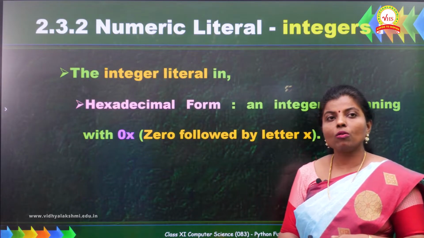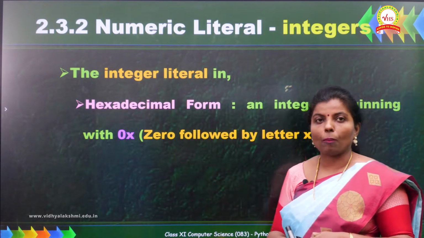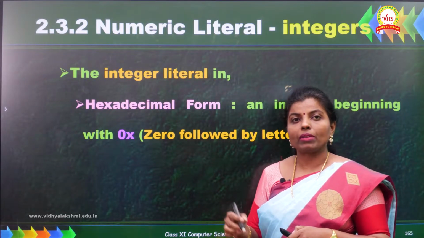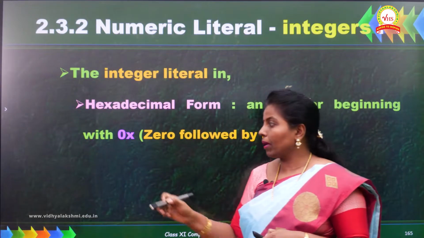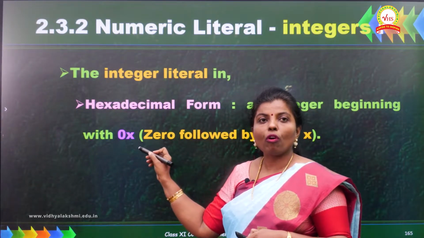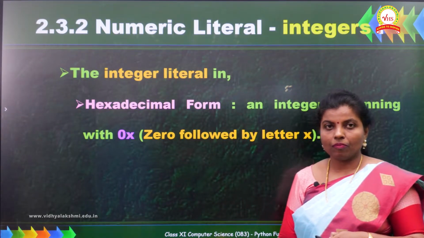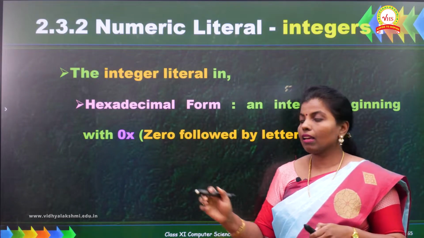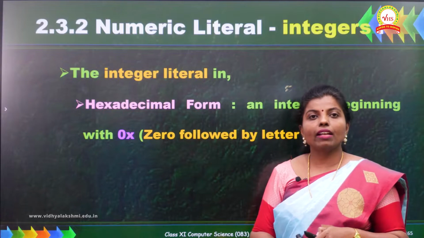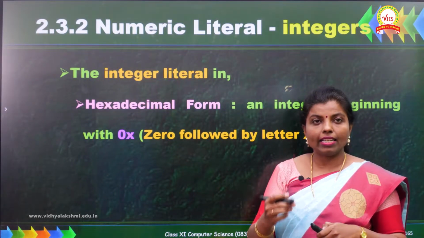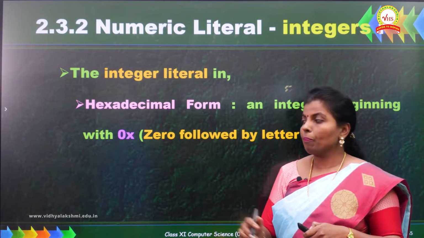Okay. So now let us move on to the hexadecimal form. The integer literal in hexadecimal form consists of an integer beginning with 0 followed by the letter x. If any number begins with 0 followed by the letter x, then it will be treated as an integer literal in hexadecimal form.